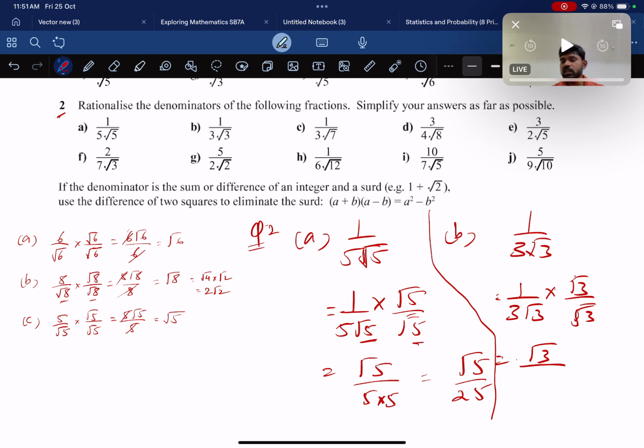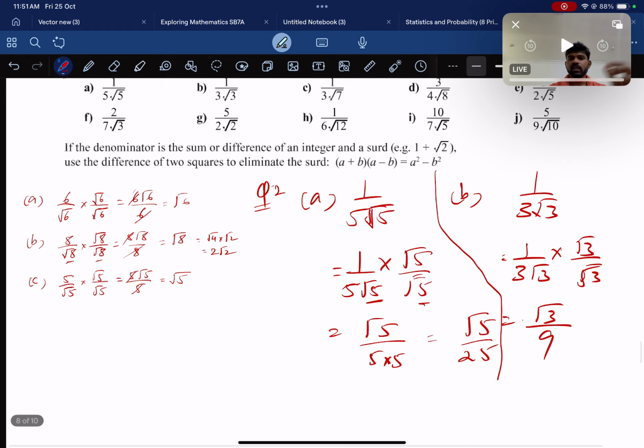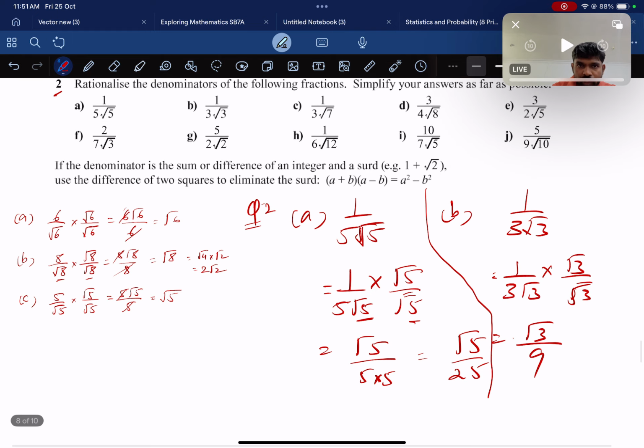1 times root 3 is root 3, and when you multiply this 3 root 3 with root 3, I'm going to get 3, right? Root 3 times root 3 is what? 3, and 3 times this 3 is 9, so I'm going to get 9 as my answer. So this is your final answer. Let's do one more question. 1 by 3 root 7.